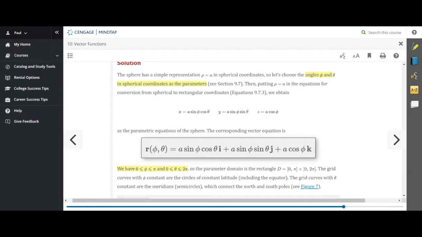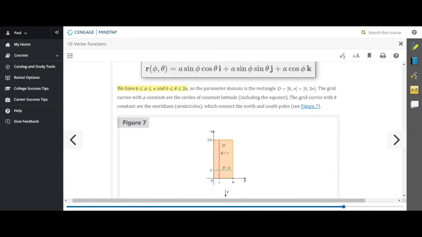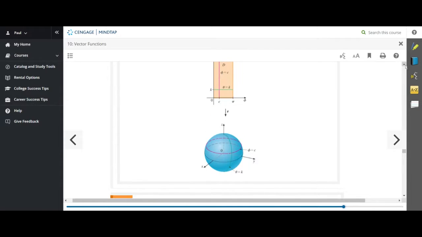And notice that phi has to go between 0 and pi, and theta has to go between 0 and 2 pi. If you allow that, then the parameter domain is what they showed here below. Phi goes from 0 to pi, and theta goes from 0 to 2 pi, and you're letting theta and phi vary all across that domain. And if you do so, you will trace out a sphere.